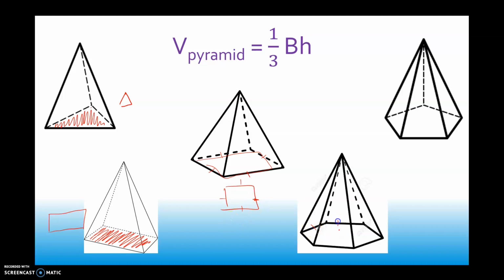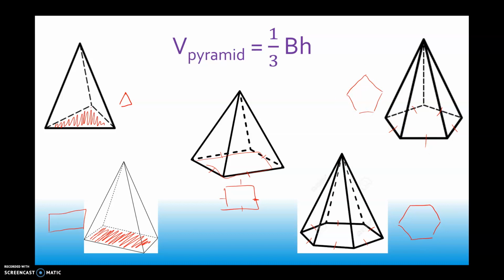This one has 1, 2, 3, 4, 5, 6 sides, so this is going to be known as a hexagonal pyramid. This one has 1, 2, 3, 4, 5 sides, so he is going to be a pentagonal pyramid.